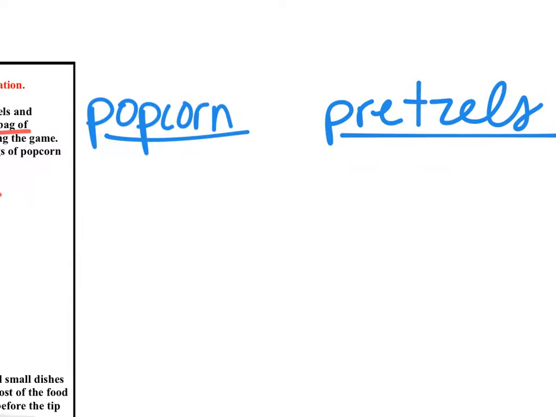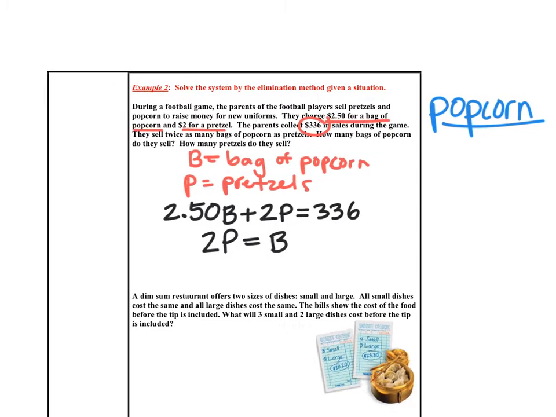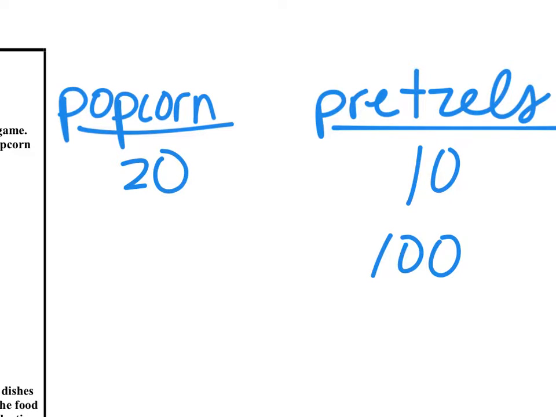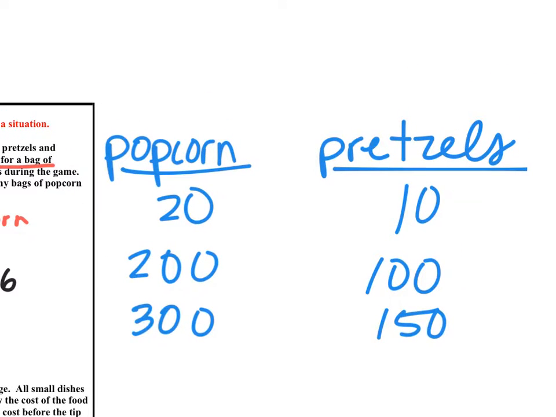Okay, let's read this again. It says twice as many bags of popcorn as pretzels. I sell 10 pretzels. How many bags of popcorn will I sell? 20. Okay, I sell 100 pretzels. How many bags of popcorn? 200. I sell 150 pretzels. How many popcorns? 300. Okay. Pretzel stands for P. Bags of popcorn is B. So which one of these variables do I have to multiply?